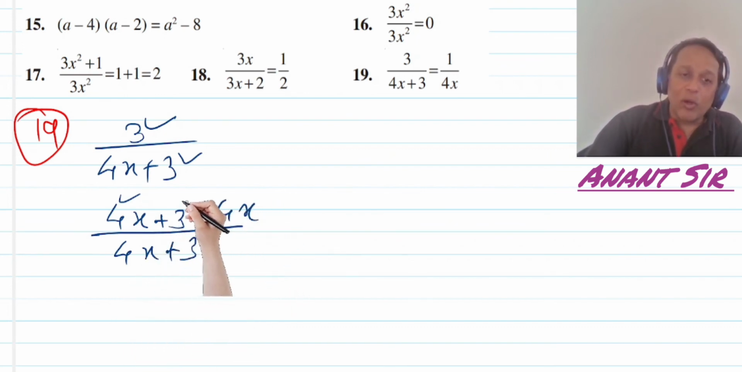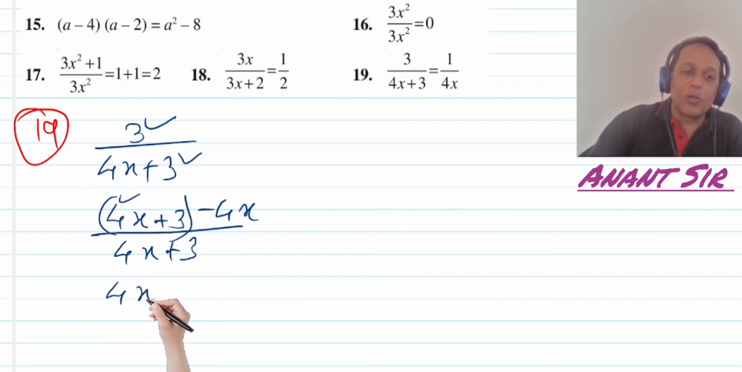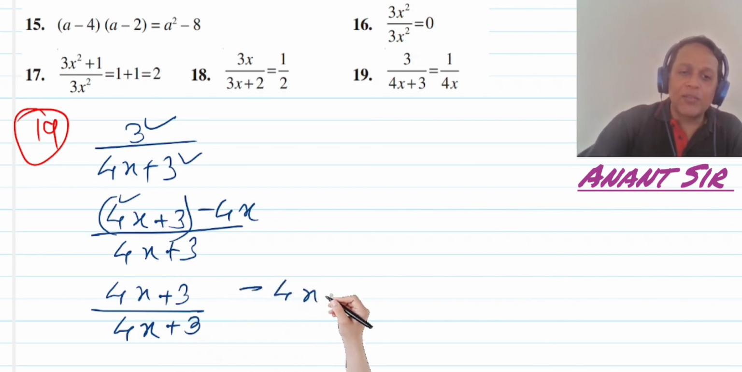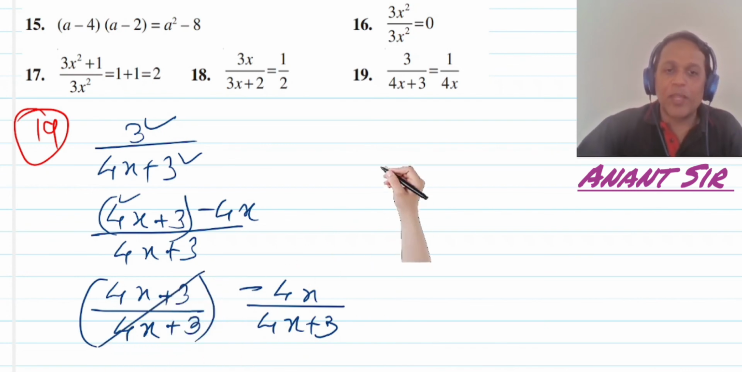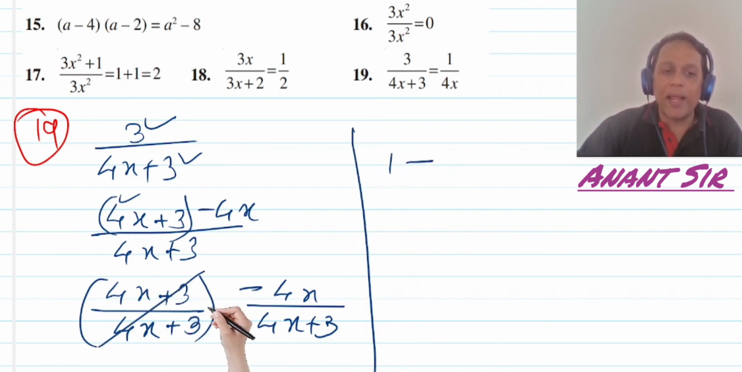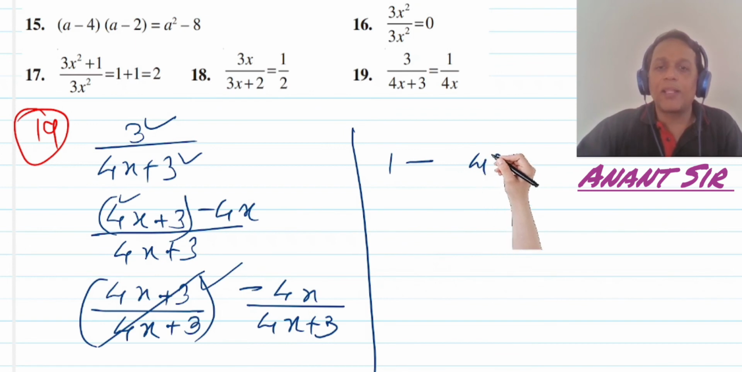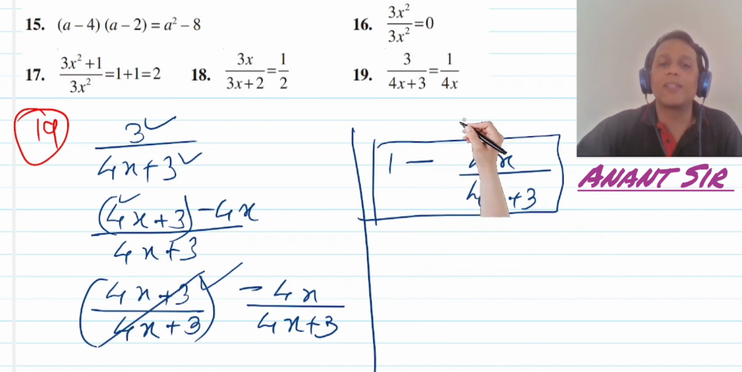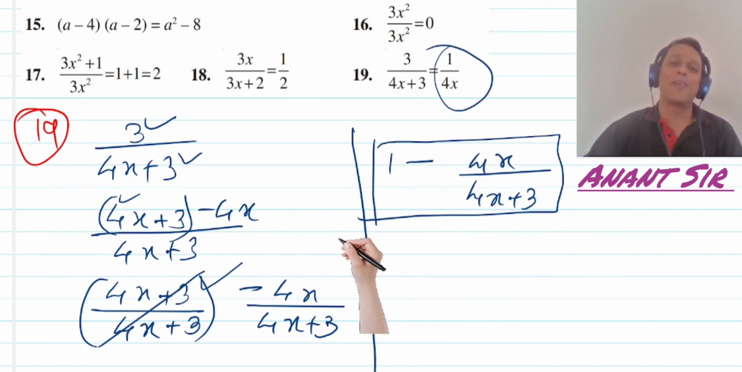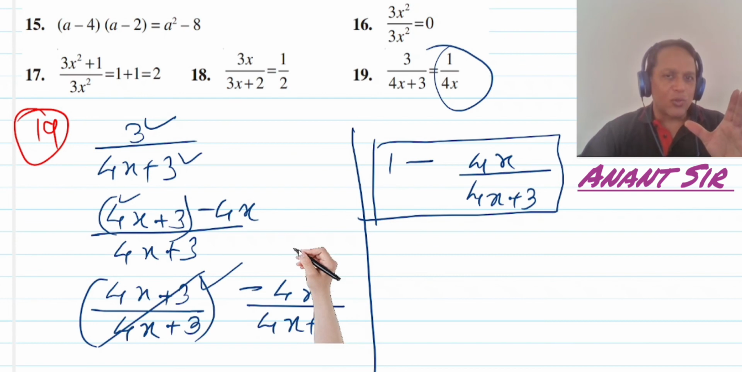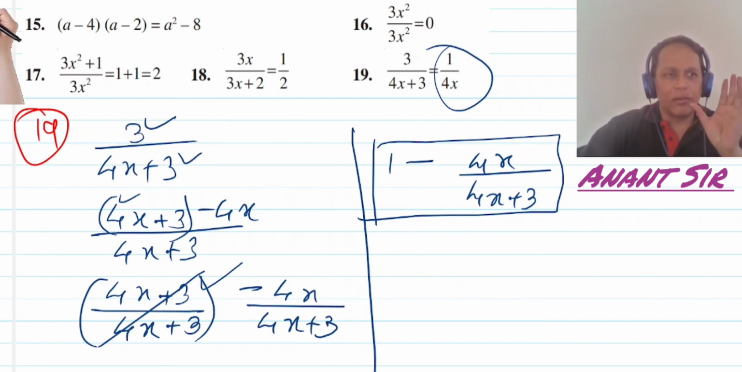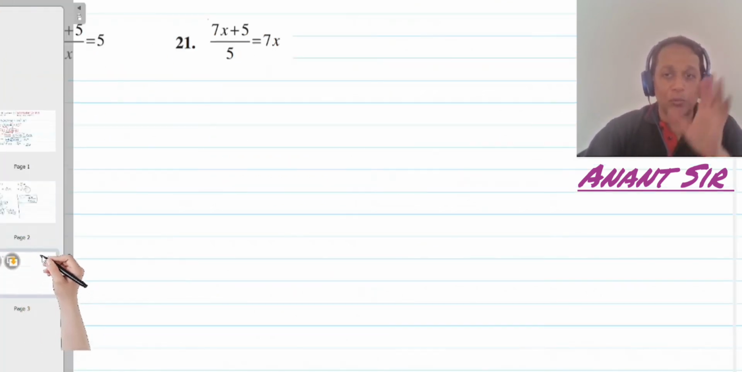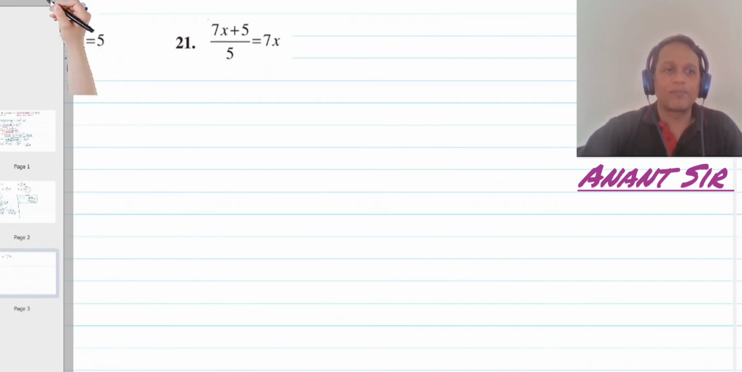So now what I am going to do, I am going to separate the two terms here. 4x plus 3 by 4x plus 3 minus 4x upon 4x plus 3. So this will get cancelled and our answer will be then 1 minus 4x upon 4x plus 3. This is our final answer, friends. We cannot get the answer as 1 by 4x. I hope you have understood these questions. Okay, they are a little bit different, but you can solve them easily. I hope so. If you have any doubts, please tell me.